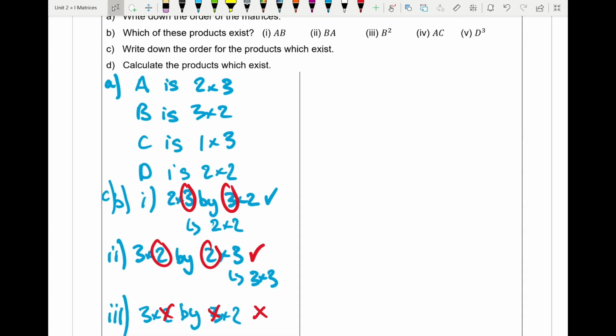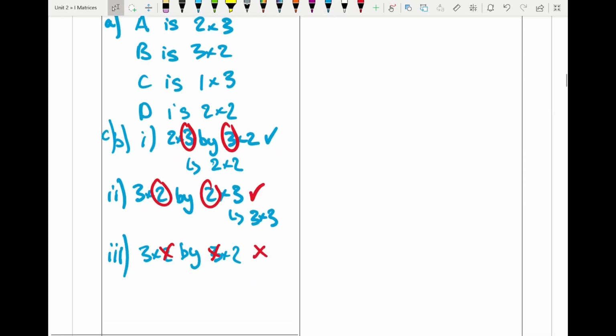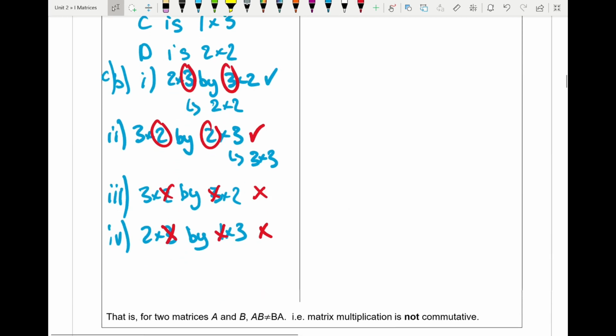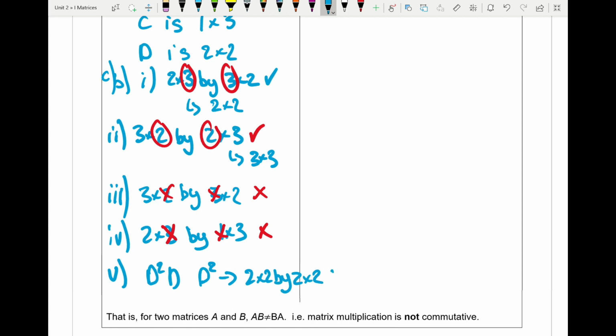We then have AC, so A times C is going to be 2 by 3 times 1 by 3. Again, these two don't line up, so our product doesn't exist. And lastly, we've got D cubed. For D cubed, it's the same as D squared times D. So D squared gives us 2 by 2 times 2 by 2, which does exist and is also 2 by 2. And if we multiply that by another 2 by 2, that also exists, and it's still 2 by 2.